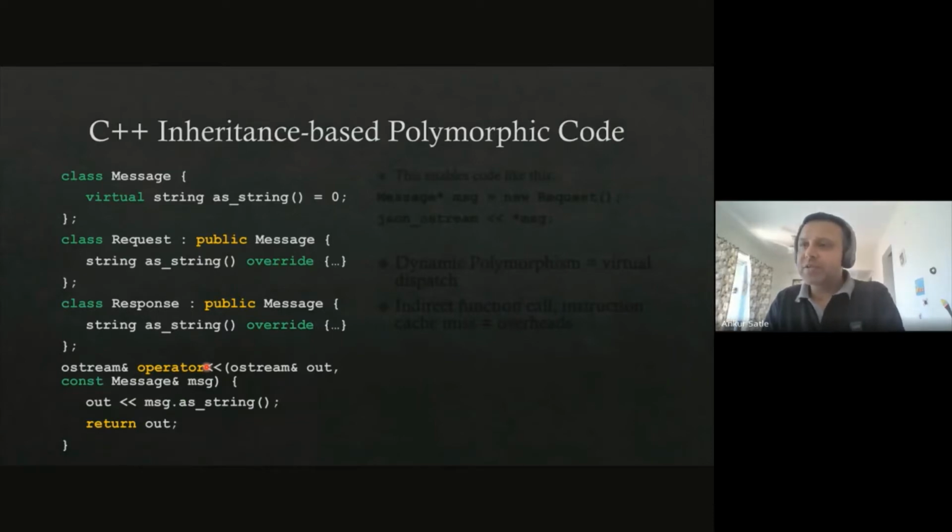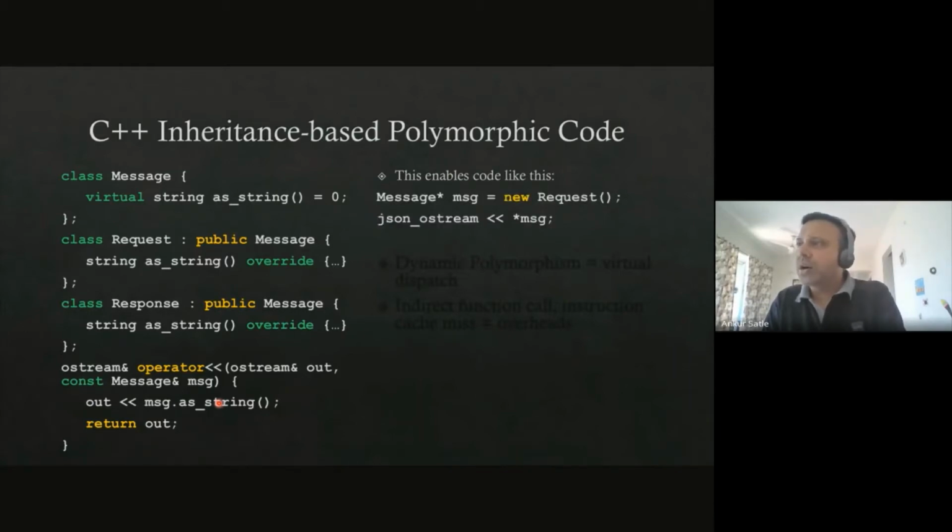So you implement this operator for the O stream by accepting the base class, and you invoke the virtual function, so the right behavior polymorphically kicks in. Okay, this enables code like this. You would use it by instantiating a request and pointing to it using a message pointer, and then you will redirect it into the O stream, so it writes out whatever it wants to write.